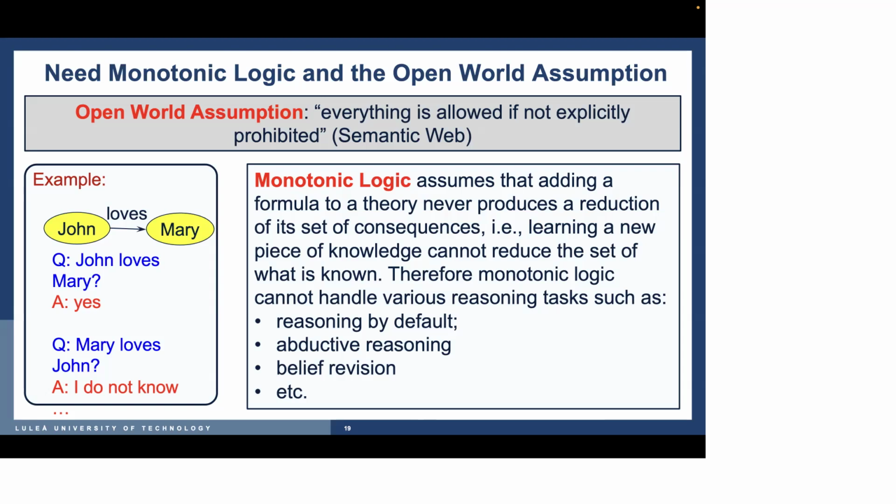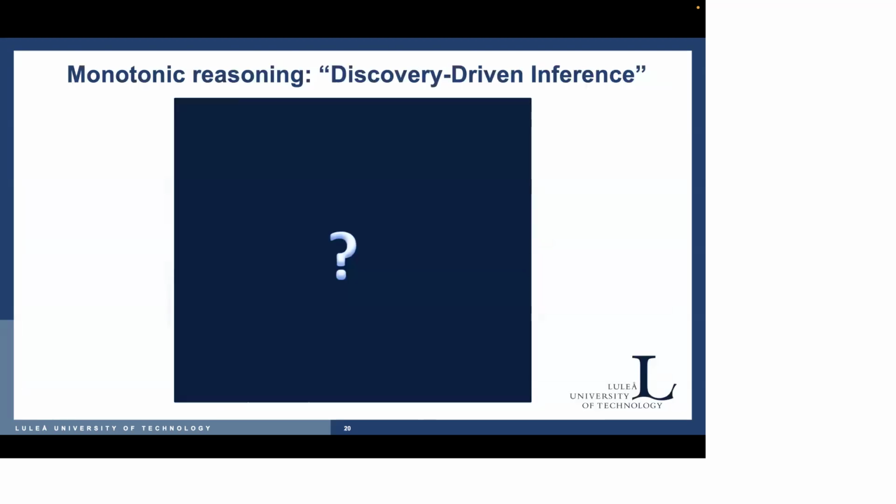So this is the core of the open world assumption. Everything is allowed if not explicitly prohibited, which is behind monotonic logic. So we again apply logical reasoning, but under this assumption that we cannot assume anything if it is not part of our database. And again, what is the difference about monotonic reasoning? It's like a discovery-driven process.